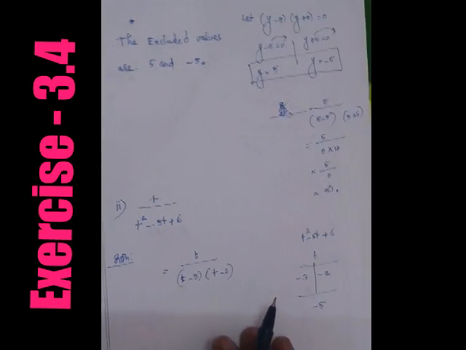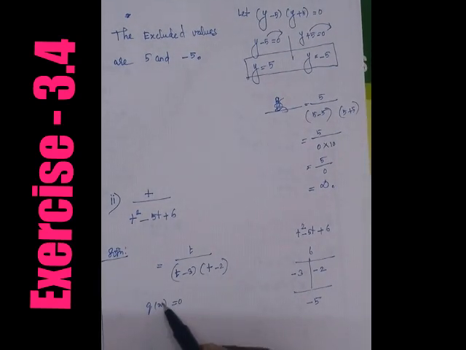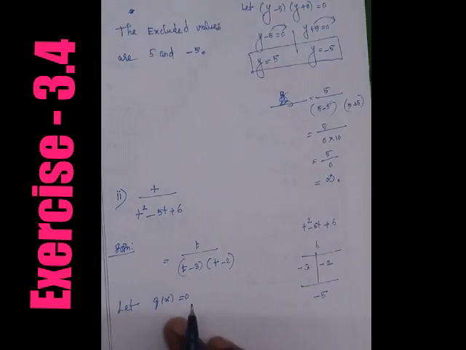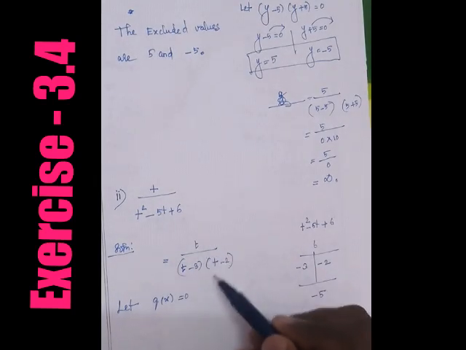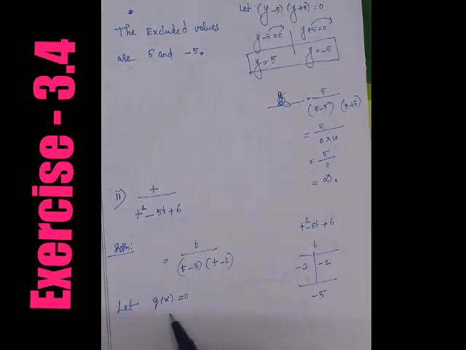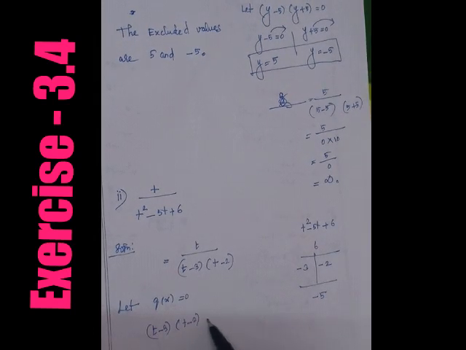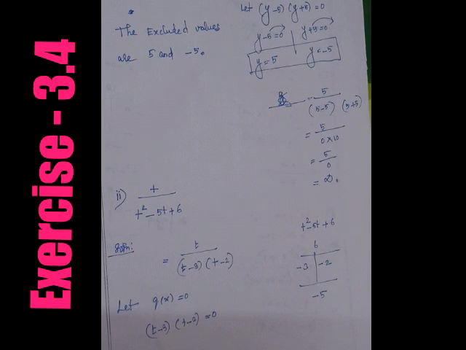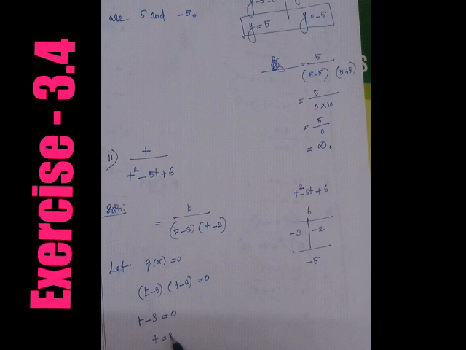For finding the excluded value, we take q of x equal to 0. Let q of x be equal to 0. Sir, what is q of x? You can ask. If you take the numerator as p of x, then the denominator is q of x. So if you take (t minus 3) into (t minus 2) equal to 0, first case, t minus 3 equal to 0, so t is equal to plus 3.